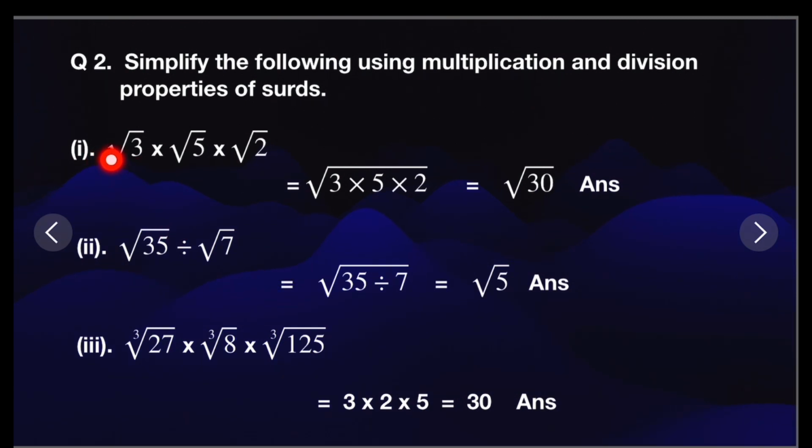Okay, here it is. The order is 2. So square root, put the sign, you can multiply all this. 3 into 5 into 2, you get the answer. Similarly here, the order is the same, so you can divide. 35 divided by 7, you get the answer. Here also the order is same, so you can multiply these numbers and do the cube root, or I have simplified each one. What is cube root of 27? 3. Cube root of 8? 2. Cube root of 125 is 5. So you get the answer.